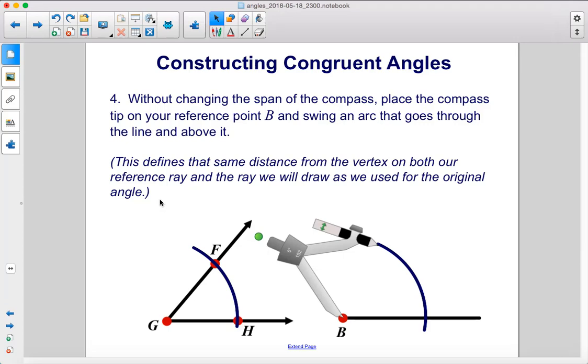Step 4. Without changing the span of the compass, place the compass tip on your reference point B and swing an arc that goes through the line and above it. This defines that same distance from the vertex on both our reference ray and the ray we will draw, as we used for the original angle.